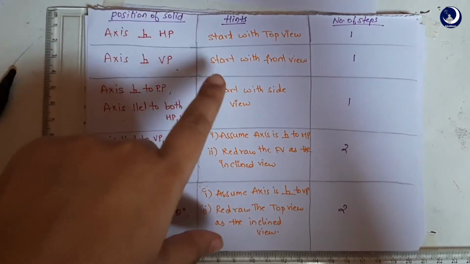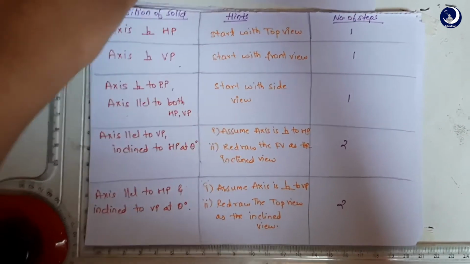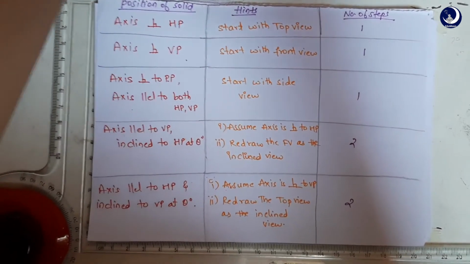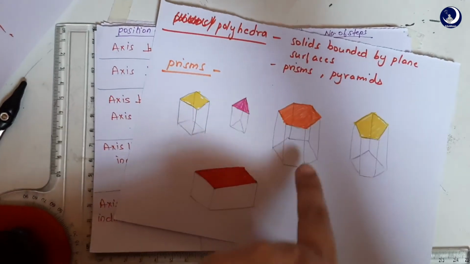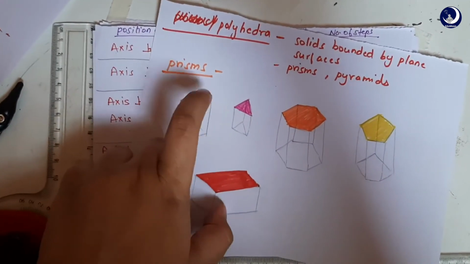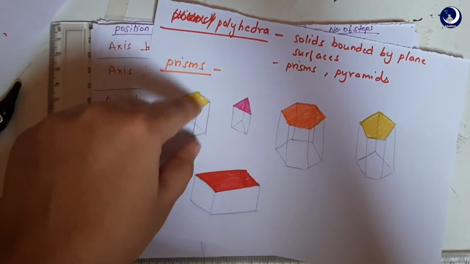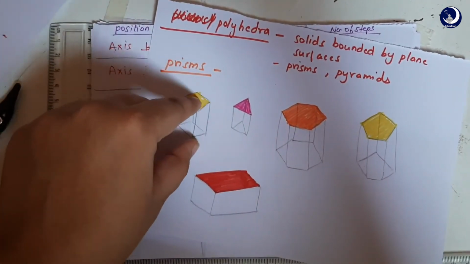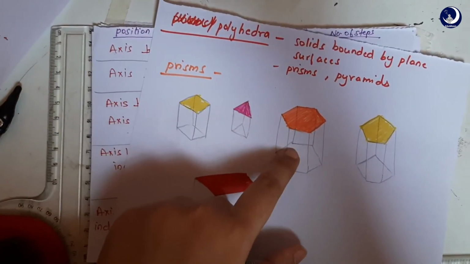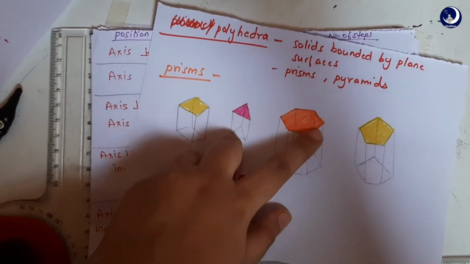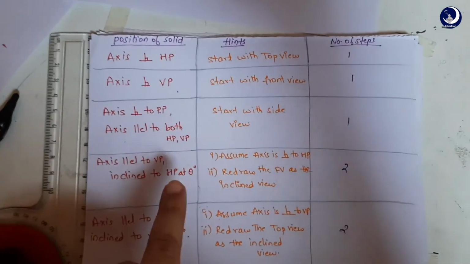So basically we start with this view. You have to start with the view in which you can see the shape of the object. That is, this is a square pyramid. Sorry, this is a square prism. So you have to start with the view in which you can see the square. So for this you have to start with the view in which you can see the hexagon. So that's what they're trying to say here.